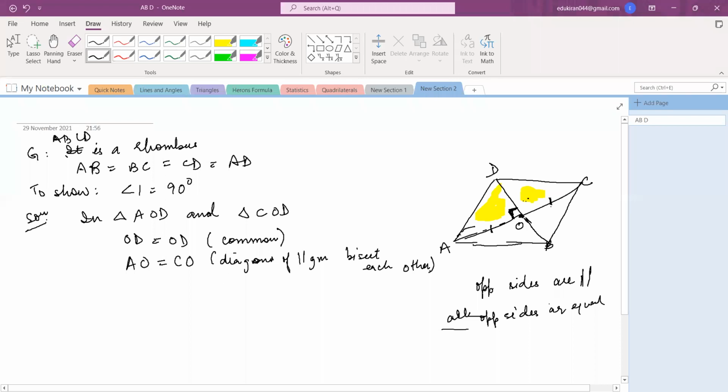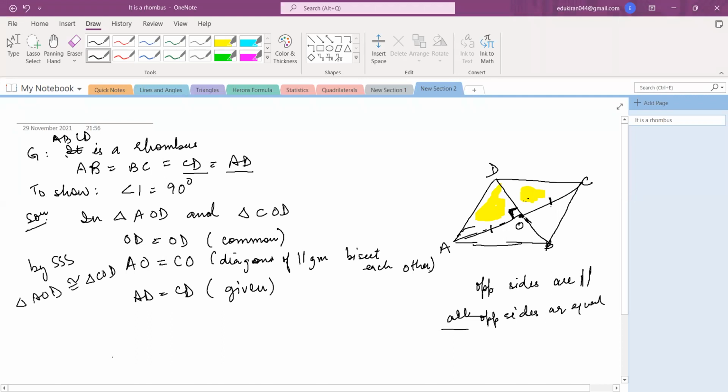See, it is a rhombus. All the sides are equal, isn't it? Ma'am, AD is equal to CD. Very good. Use this condition. AD is equal to CD since it is a rhombus, right? It is given to you, it is a rhombus. So AD is equal to CD is already given to you. So by SSS criteria, these two triangles are congruent. Triangle AOD is congruent to triangle COD.